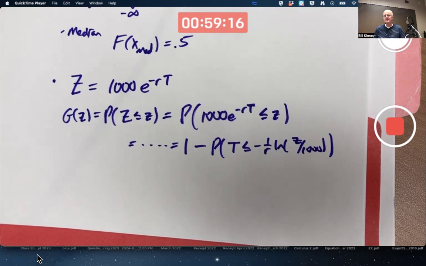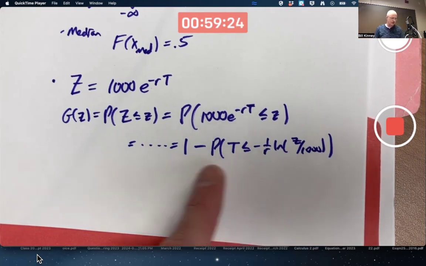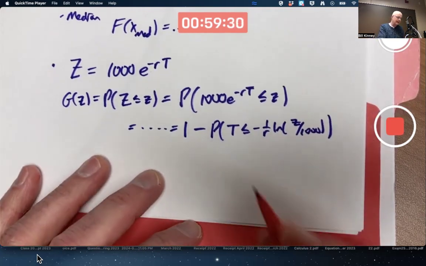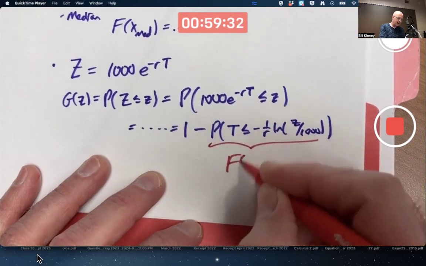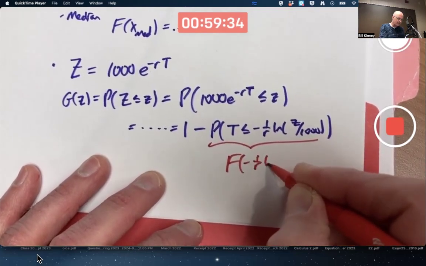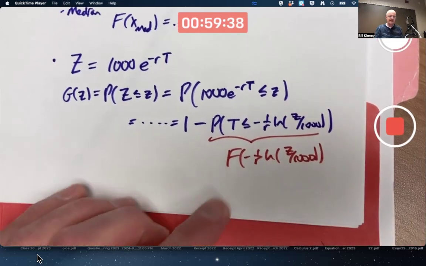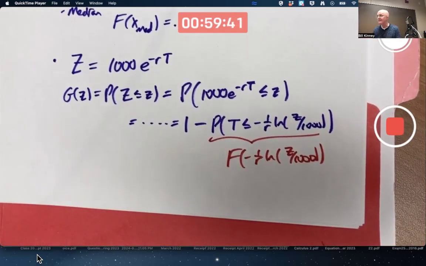Divide both sides by 1,000, then take the log, then divide both sides by negative r. And then you'd have the inequality be the other direction. So to get it to be this direction, you have to subtract it from 1, because probabilities have to add to 1. This is then capital F of negative 1 over r ln of Z over 1,000, where capital F is the CDF for capital T, the lifetime.